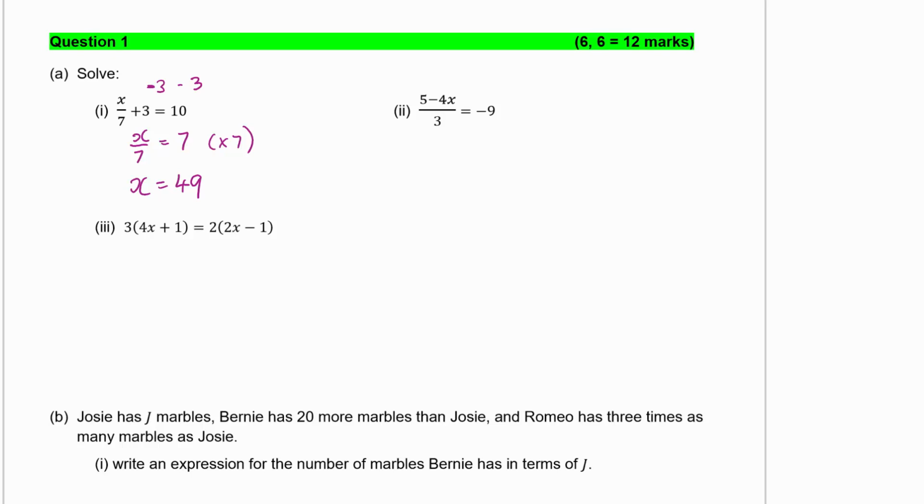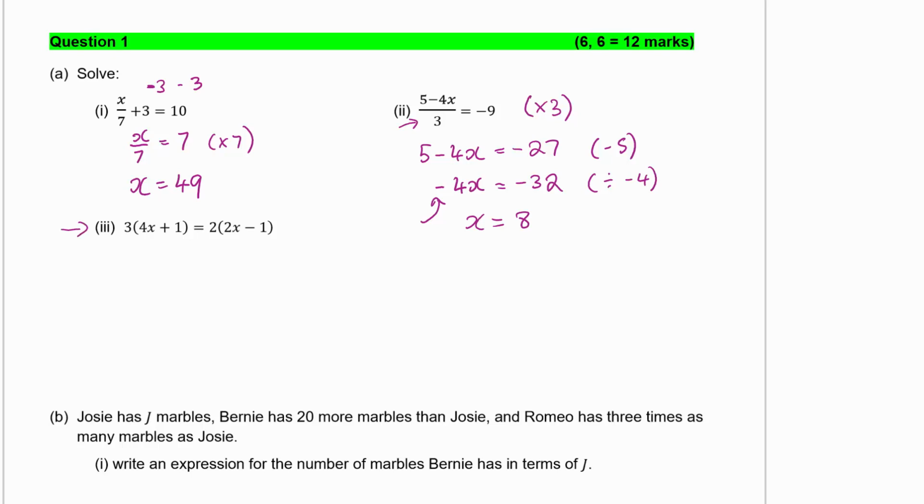The 3 on the bottom down here is what we want to deal with first. So let's multiply both sides by 3. That gives me 5 minus 4x is negative 27. Subtract 5 from each side, and I have negative 4x, don't lose this negative, is equal to negative 32. And then let's divide both sides by negative 4, which would give me that x is equal to 8.